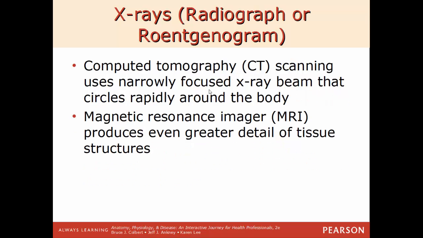Another form, a CT, commonly called a CAT scan, computed tomography scanning. This uses a very narrowly focused X-ray beam that will circle rapidly around the body. Something that's a little bit more detailed, the MRI, magnetic resonance imaging. Even though this offers the greatest amount of detail of these imaging types, not everyone can receive an MRI. We'll talk about why that is in a few minutes.